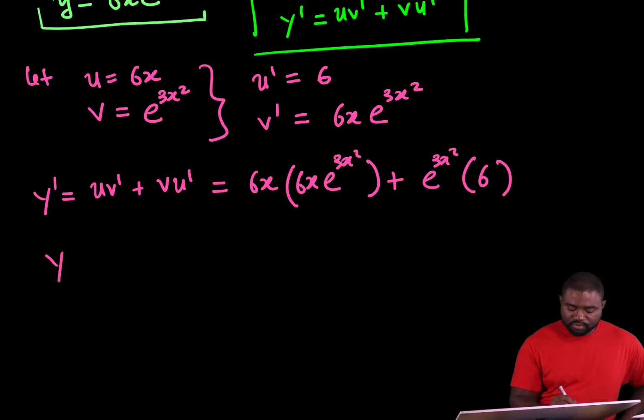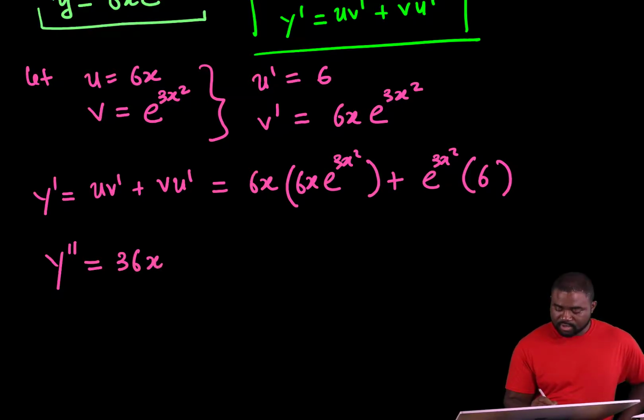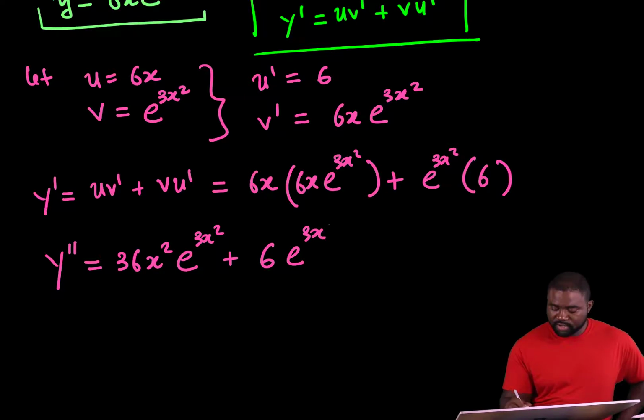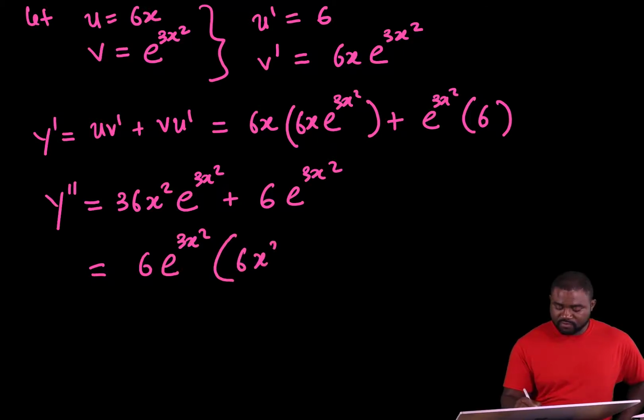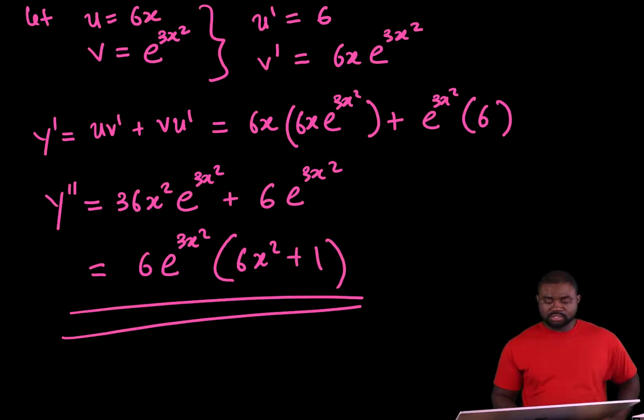So we can further simplify. Technically this is like y double prime. So our final answer, which is y double prime here, will be given by 36x² e^(3x²) plus 6 e^(3x²). We can actually further simplify this to be 6e^(3x²)(6x² + 1). And this will be our answer.